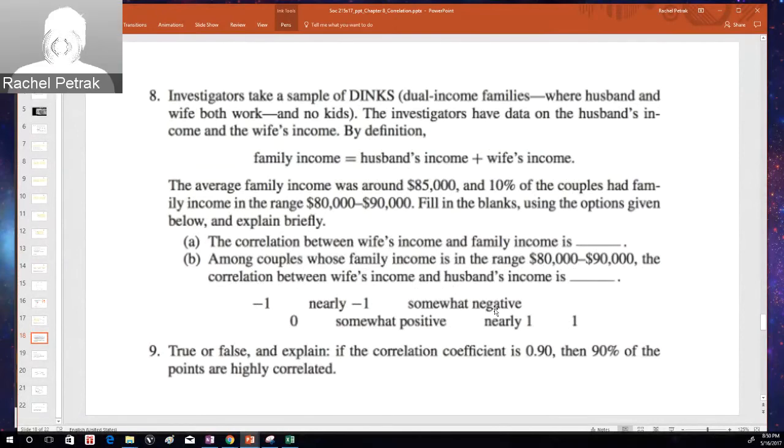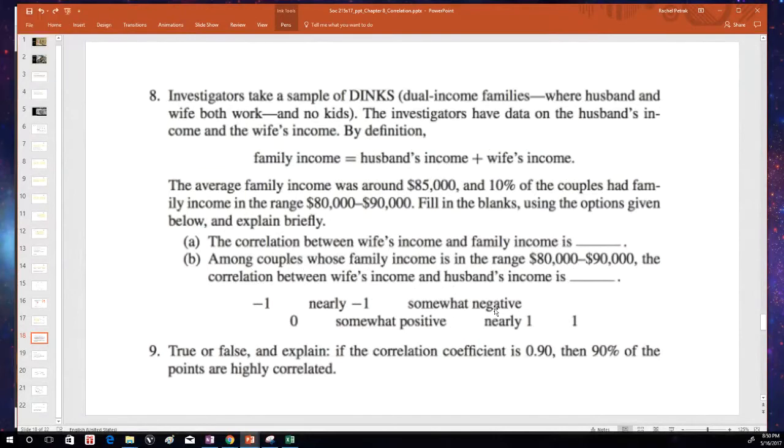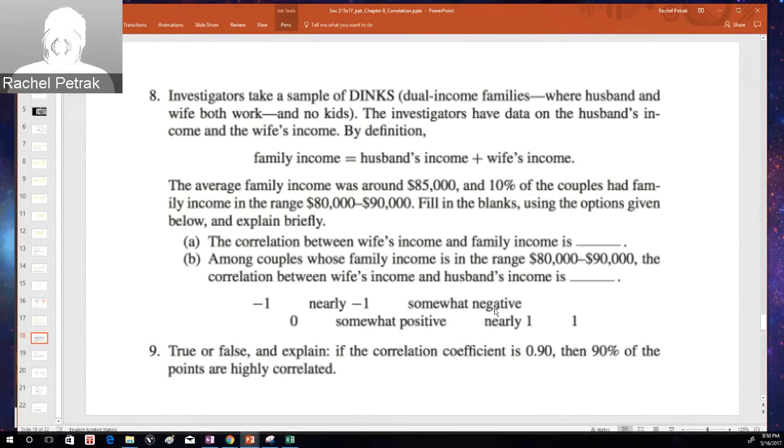And let's look at this final item, true or false. If the correlation coefficient is 0.9, then 90% of the points are highly correlated. Do you think that's going to be true or false? Does correlation give us an exact percentage of the correlation of specific points? It's false. It doesn't. This is specifically important to remember: the correlation coefficient is not the same as a percentage.